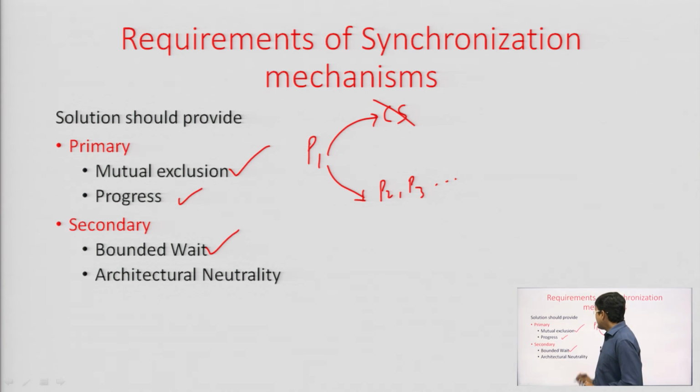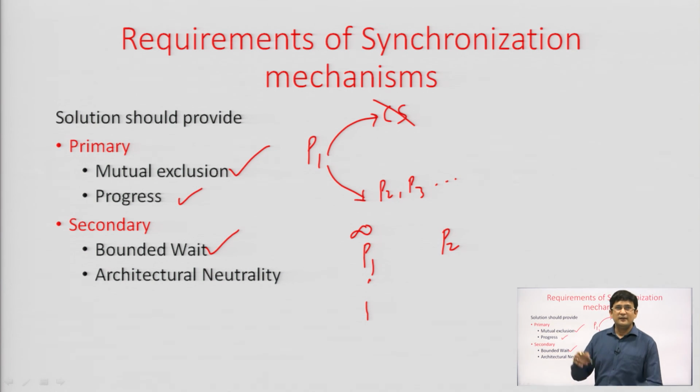Then bounded wait means a process enters the critical section continuously and does not allow any other process to enter the critical section. If process P1 is infinitely going to the critical section and not allowing any other process to enter, then bounded wait is not satisfied. So, there should be some conditions by which, after some time, it is guaranteed that the other processes will also get execution in the critical section.